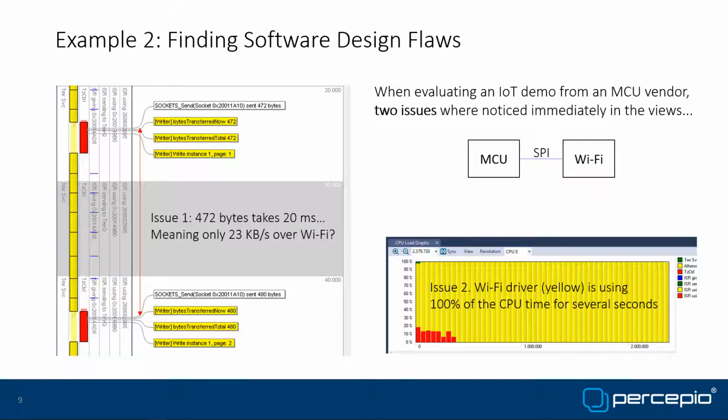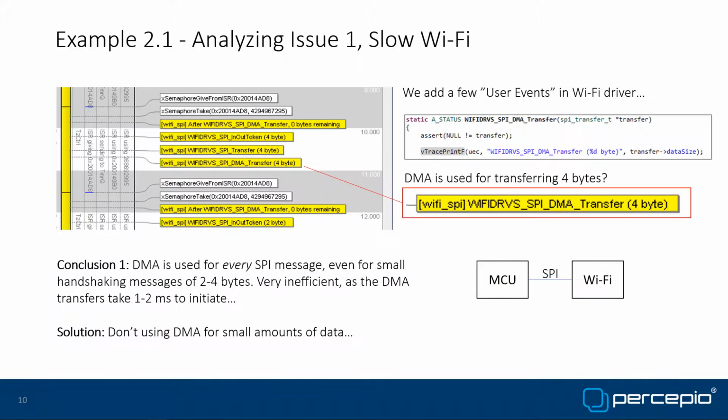This is really slow for a Wi-Fi connection. In the trace view on the left, we can see that it takes about 20 milliseconds to send each block. Moreover, during this time, the Wi-Fi driver task was running constantly using all available processor time, as you can see on the right.